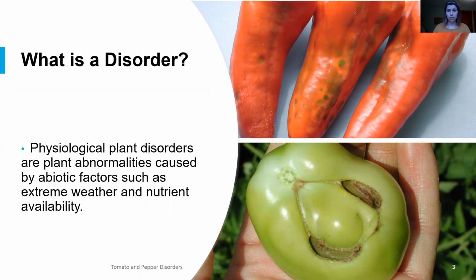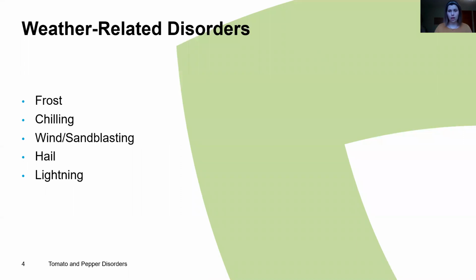Today I'll be covering a number of disorders common in both field tomatoes and peppers here in Ontario, and I hope that by the end of the lecture, you as a scout will feel confident in recognizing and identifying these types of disorders in a field setting. The first group of disorders I'm going to cover today are related to weather conditions.